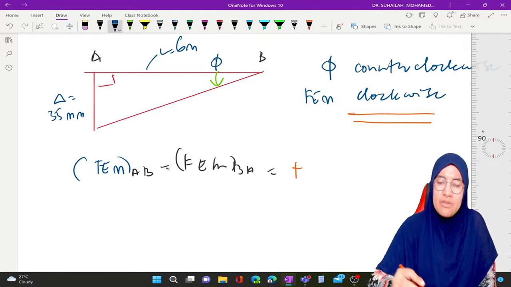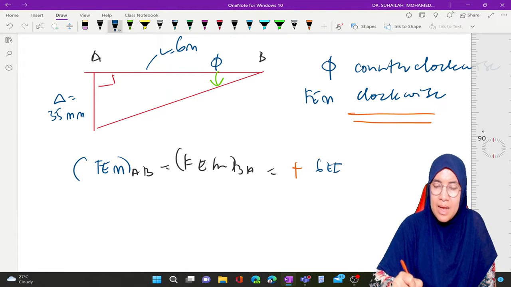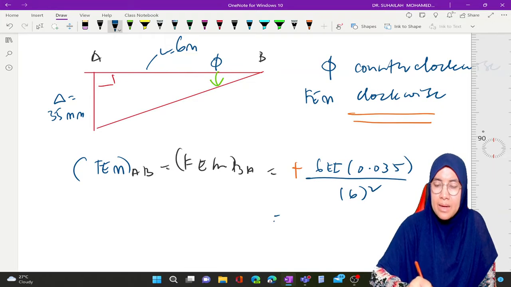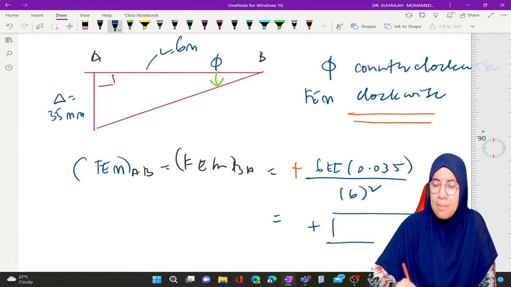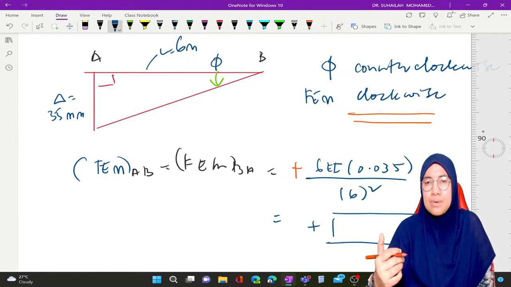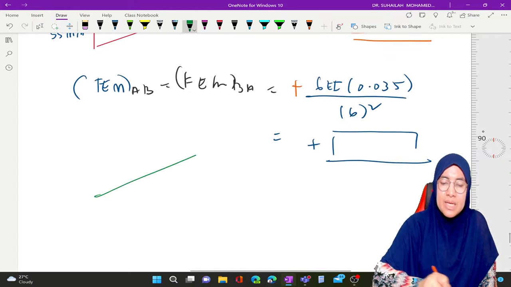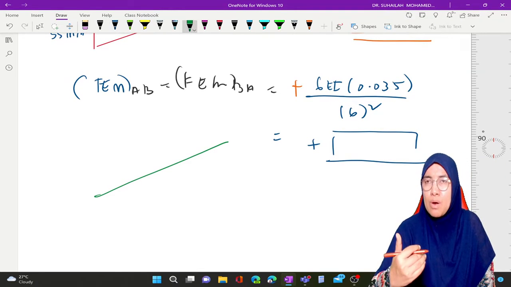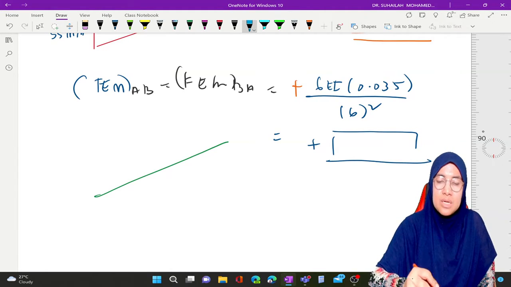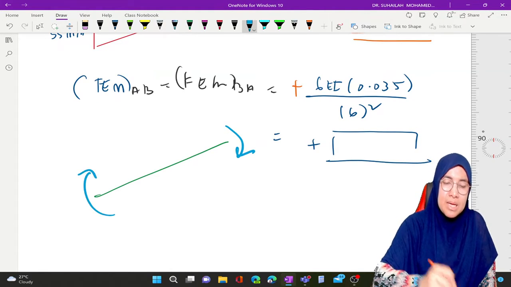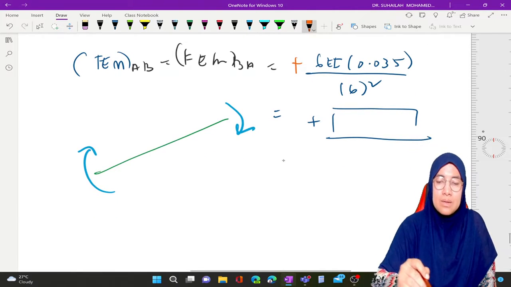It is positive 6 EI delta divided by L square. And the answer must be positive, representing behavior. Because when we want to push this beam to straight position, to horizontal position, the moment that we apply should be in this direction. Positive.